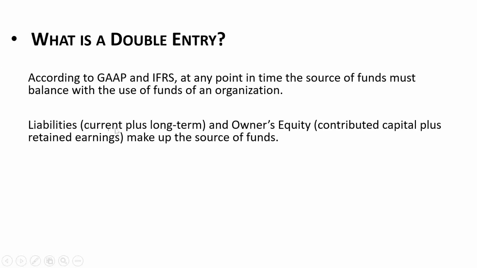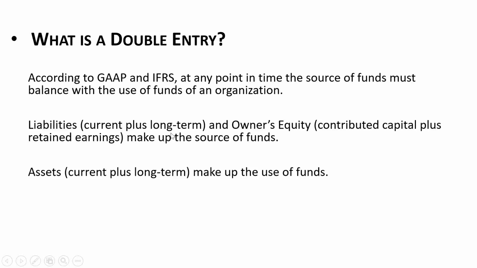Creditors by giving time to pay, that's current liability, and giving loans on a long-term basis to earn interest, that's long-term liabilities. Owners contribute. They initially contribute capital, like the 20,000 we did, then later they retain earnings. So these are the sources of funds. And what are these funds doing? They are invested in assets. Current assets like inventories and accounts receivable and cash, and long-term assets like equipment make up the use of funds.